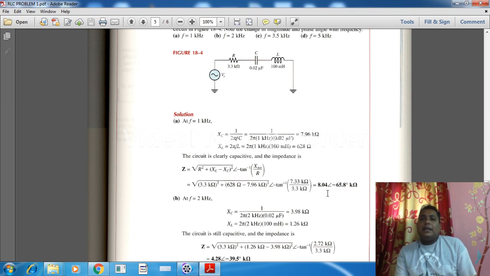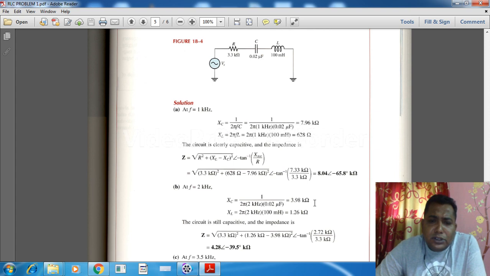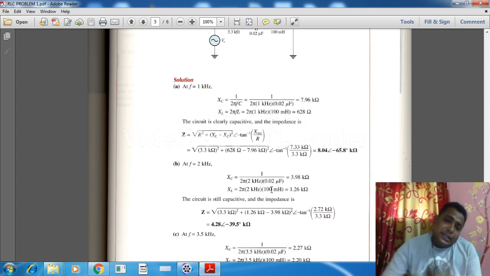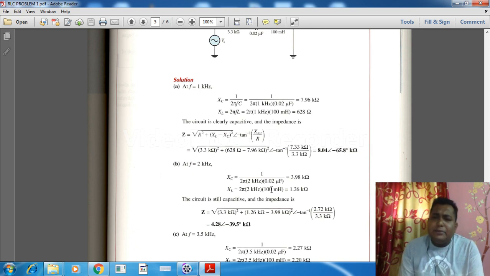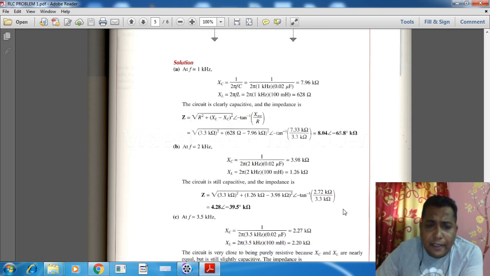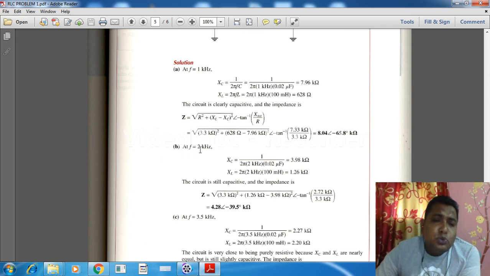That means what? It is at a leading power factor. Okay, so now at frequency 2, the same things we are repeating. It is not a harder problem, it is the easier problem. Just see here, when the frequency is changed from 1 kilohertz to 2 kilohertz.